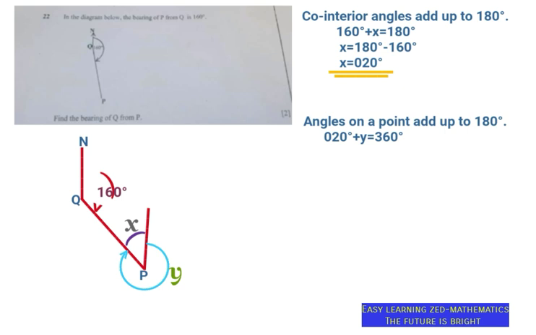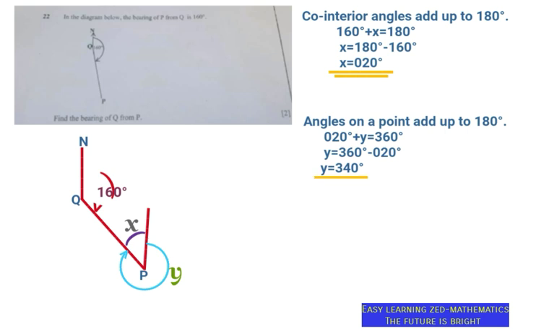Once we have written this 360 degrees, the next thing we're going to do is put the like terms together. So we have y is equal to 360 degrees minus 20 degrees. When you subtract that, we have y equal to 340 degrees.